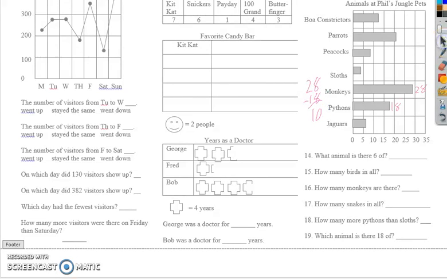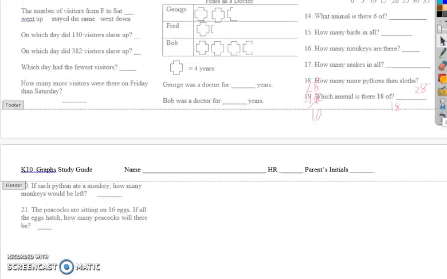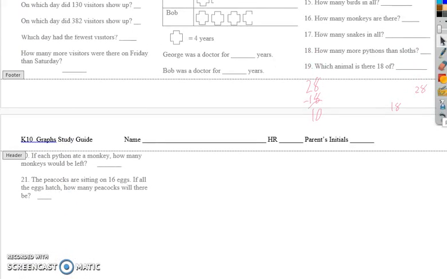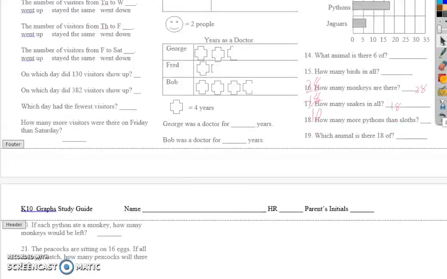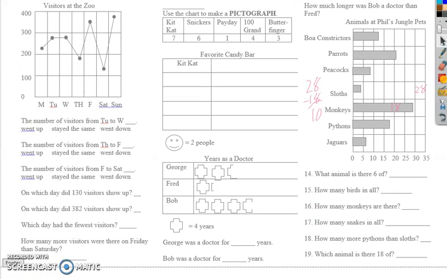And then last one. The peacocks are sitting on 16 eggs. If all the eggs hatch, how many peacocks will there be? So peacocks right now, looks like it's at 8. And then we add on the 16 eggs they're sitting on. 8 plus 16 is going to get me to 24.